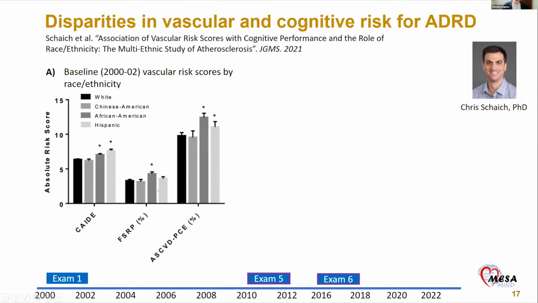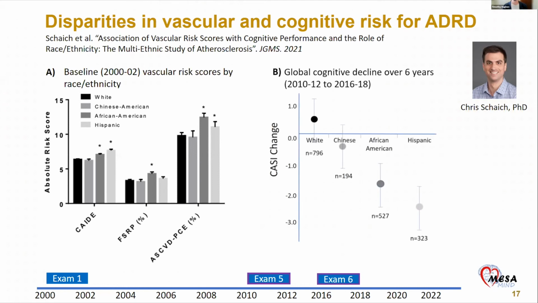Each of these risk factors varies across the racial and ethnic groups in MESA. And in general, the CAIDE risk score, which was developed in primarily European white individuals, is elevated in both African American and Hispanic participants in MESA. The Framingham risk score is only significantly higher in Black participants, whereas the risk for atherosclerotic cardiovascular disease is elevated in both African American and Hispanic participants.